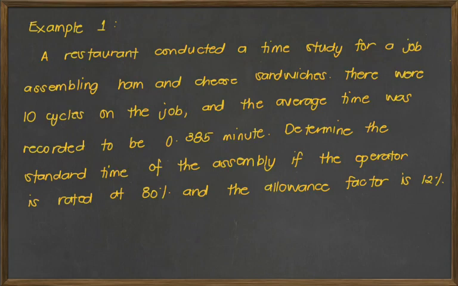Now, for example 1, a restaurant conducted a time study for a job assembling ham and cheese sandwiches. There were 10 cycles on the job, and the average time was recorded to be 0.385 minutes. So, we want to determine the standard time of the assembly if the operator is rated at 80% and that the allowance factor is given as 12%.